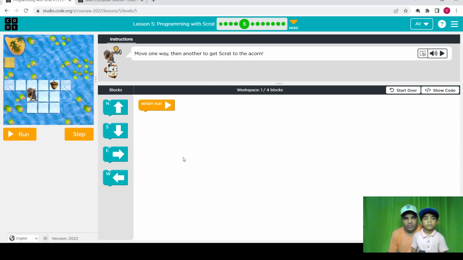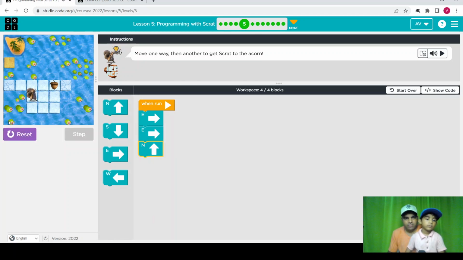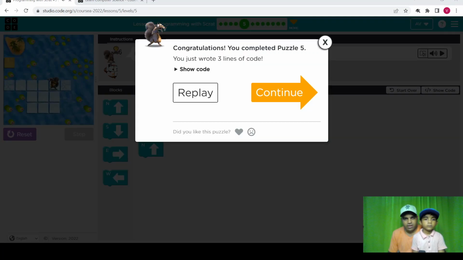That is the fifth puzzle. So we need to help Scrat reach the acorn by using the blocks. One east. Two east. One more east. And one more north. Okay. Let's run it. Okay, so the level is completed. Let's move to the next puzzle.